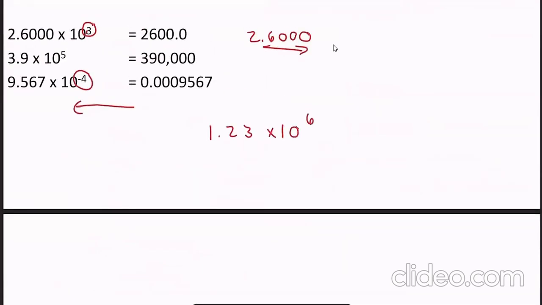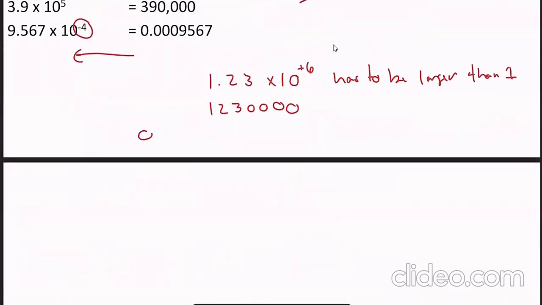Because this is positive, this value has to be larger than 1. Well, the only way I can make it larger than 1 is if I move that decimal to the right. And now I have a value that's larger than 1.